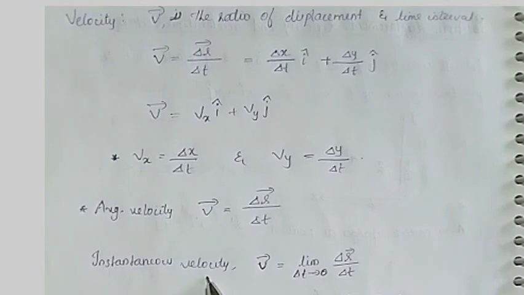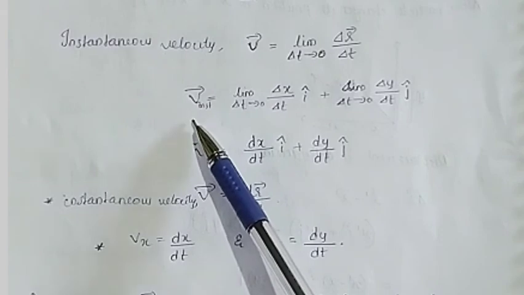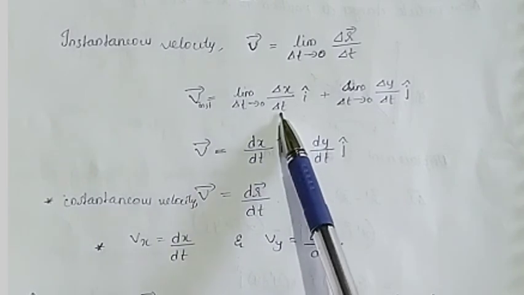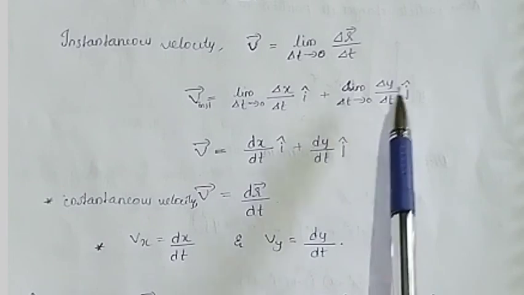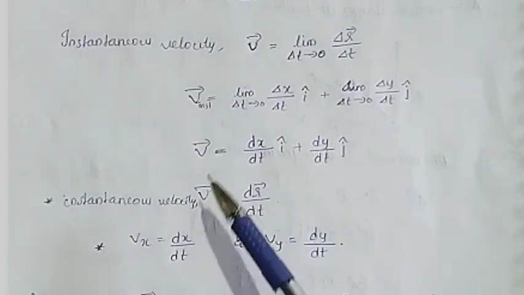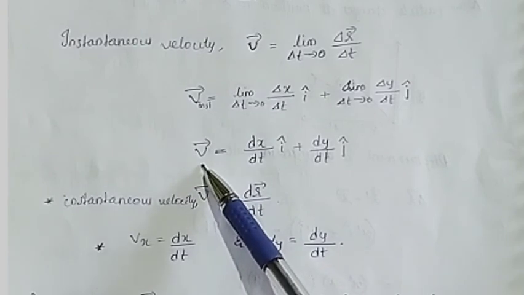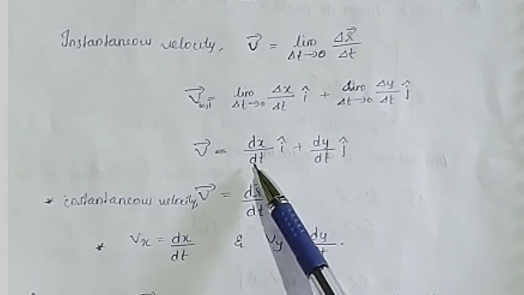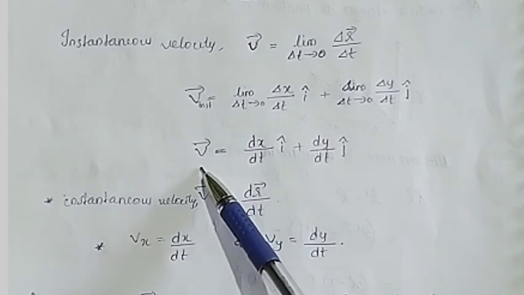Now, to get the instantaneous velocity in its vector form, we know that we have to put the limit for delta t tending to 0, that is, time interval tending to 0. That is, by putting time interval tending to 0, we obtain instantaneous velocity from the average velocity. Thus, the instantaneous velocity vector v is equal to limit delta t tending to 0 delta x by delta t i cap plus limit delta t tending to 0 delta y by delta t j cap. And we can write this as velocity vector v is equal to dx by dt i cap plus dy by dt j cap. So, by taking the differentiation of the individual components, we obtain the instantaneous velocity vector.